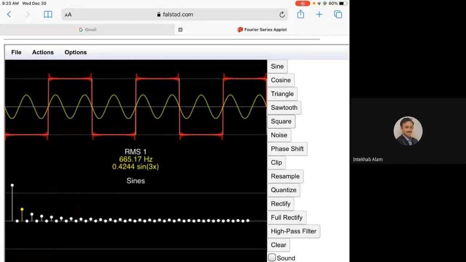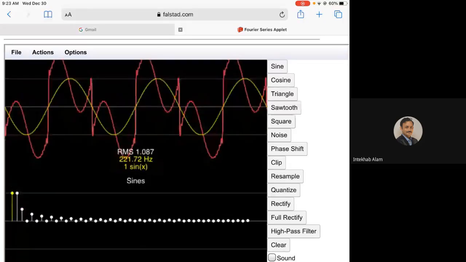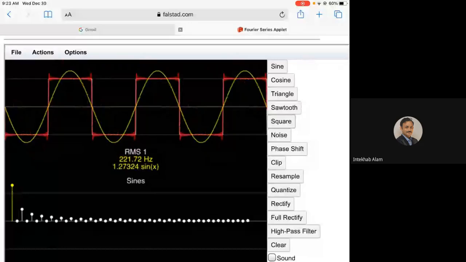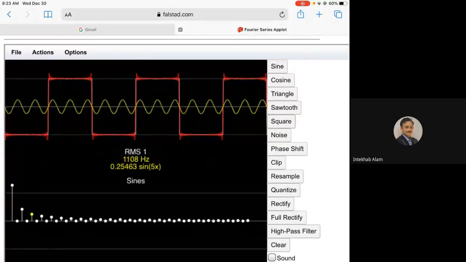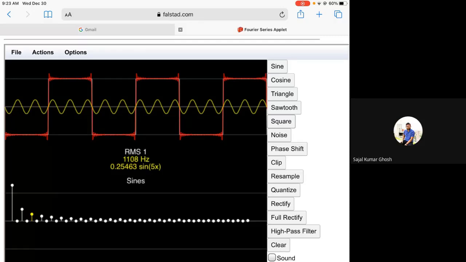This is true only for square wave. And whenever you divide 1.27324 by 5, what will be the value? Sir, 0.254. Okay, so let's see about the fifth harmonics. 0.254. Is it okay? Yes, sir. So it's simple.